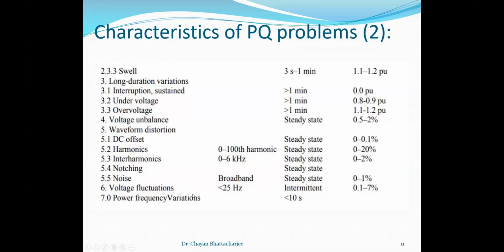Next is your voltage fluctuations, which is less than 25 hertz. I've told that it should be less than 50 hertz, and that is also intermittent. From 0.1 to 7% is your voltage fluctuations. And power frequency variations should have a duration of less than 10 seconds, not beyond that.